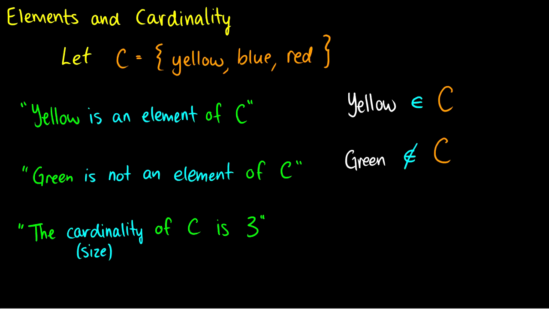How do we talk about the size of this? How do we say the size of C is 3, which means the amount of things in C is 3? There are 3 different elements in C. Well, we just draw these absolute value bars around it. So we say that the absolute value, or the size of C, is equal to 3. And that's just that the cardinality of C is 3. So now we can talk about whether things are in our sets and how many things are in our sets.